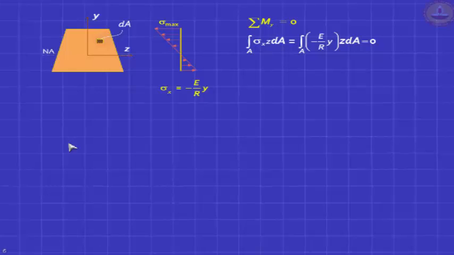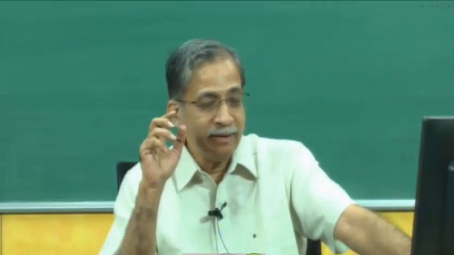Now you could go ahead and see that sigma is maximum at the two extreme fibers. If the beam is subjected to a sagging curvature, sigma max will be compression at the top and sigma max will be tension at the bottom. So there's a third equation that emerges because we are now saying it should satisfy all the equations of equilibrium.